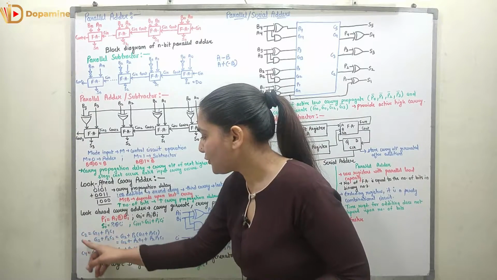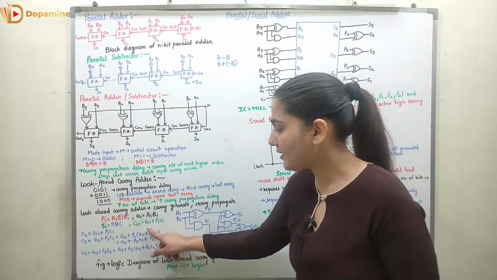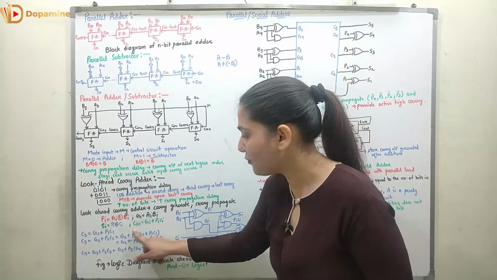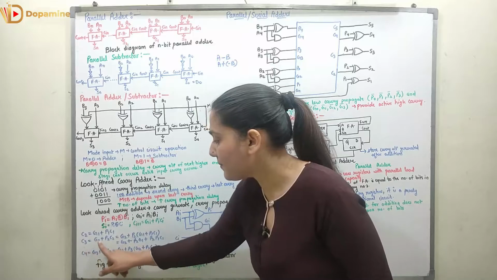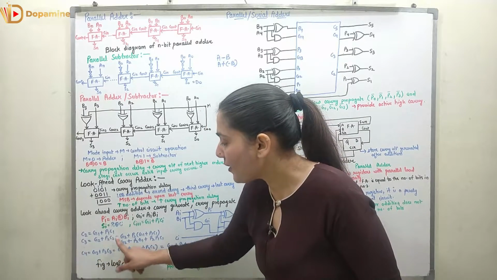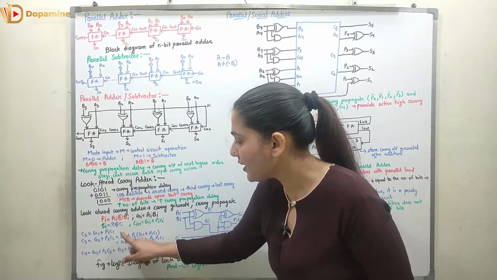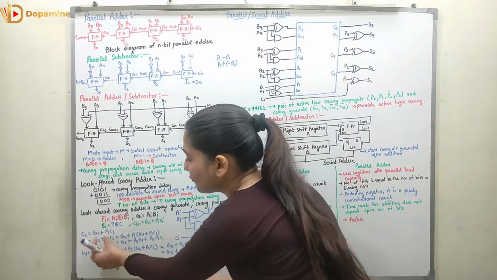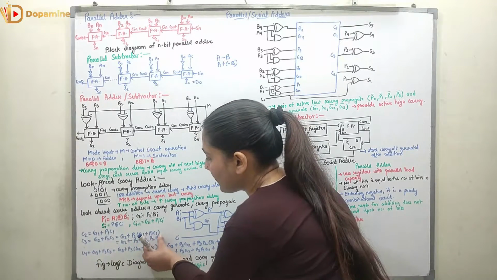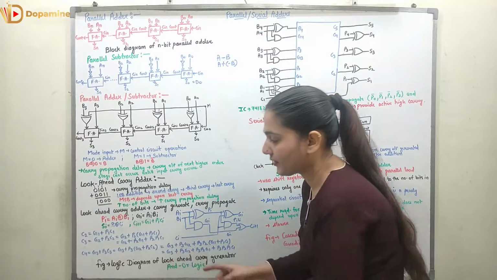So if I put i equal to 1 over here, you will get C2 which is G1 plus P1 C1, right? C3 will be G2 plus P2 C2. Now here I know the value of C2 which is G1 plus P1 C1. Let's substitute it. So C3 will be equal to G2 plus P2 multiplied with C2 which was G1 plus P1 C1. So I will get G2 plus P2 G1 plus P2 P1 C1, right?